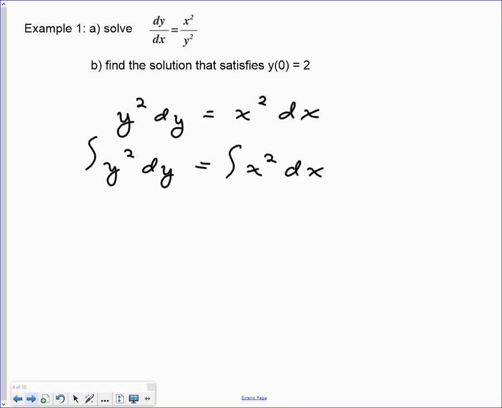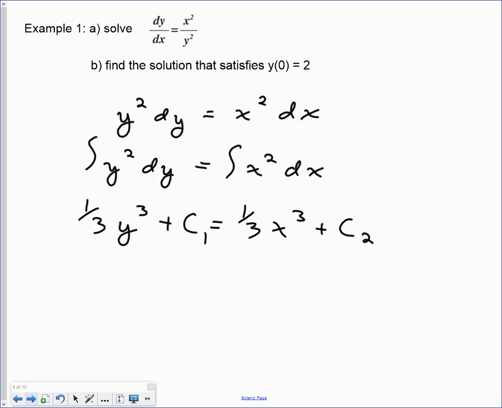So if we integrate this, we get 1/3 y cubed plus a constant of integration, right? And I'm going to label it C1. Okay? And on the right-hand side, we're going to get the same thing, 1/3 x cubed plus a different constant of integration, C2.